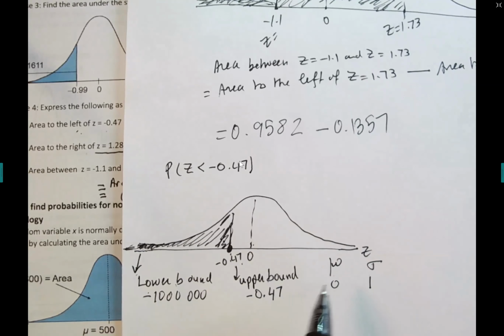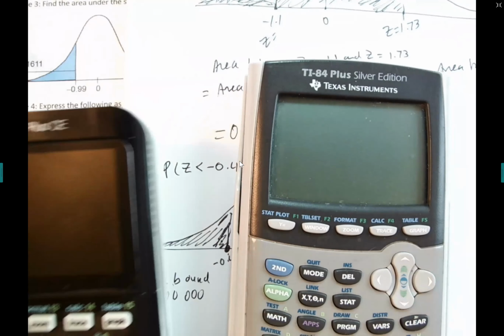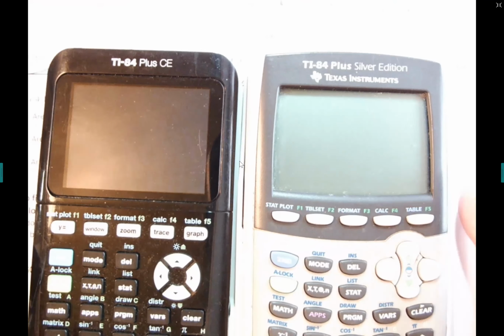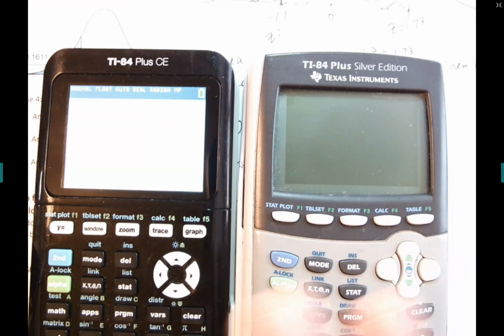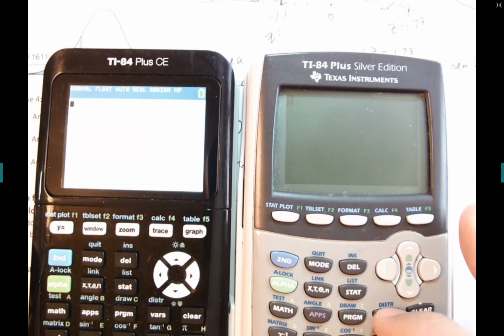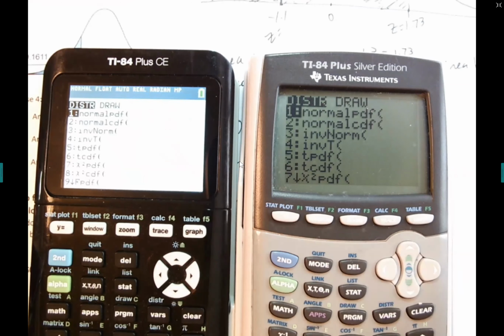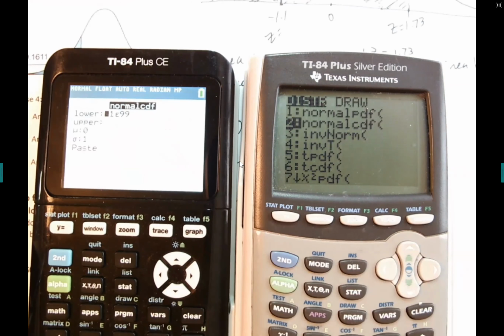So I'm ready to show you how to do this on the calculator. I'm going to use both calculators, the older one and the new one, and show you how that works. Side by side, turn them on, clear and clear. You do the same thing as in chapter 4: second and distribute. The good news, it's number 2. This is the one that you use to find a normal probability. It says normal CDF; enter, and enter.